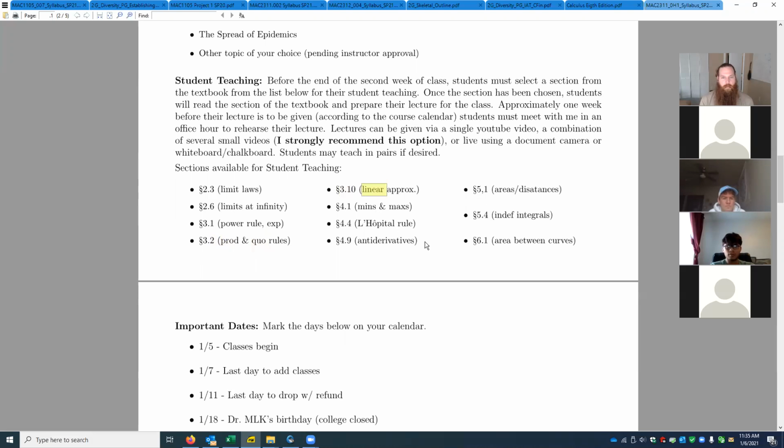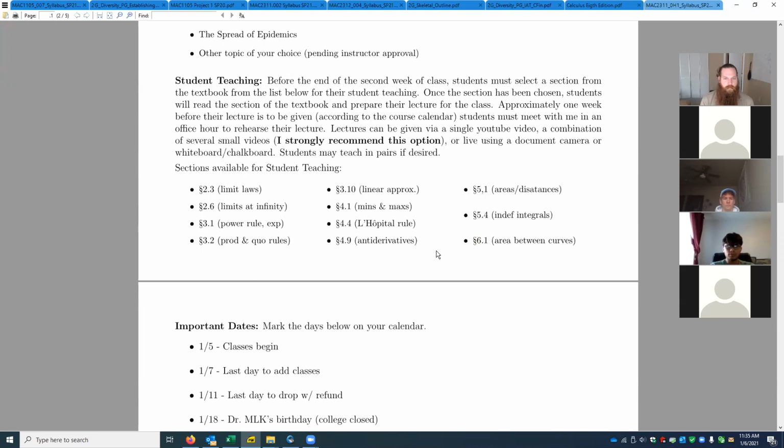3.10 is on linear approximation and differentials. 4.1 is finding mins and maxes. 4.4 is on L'Hopital's rule. If you've ever heard of that, it's a sneaky trick for taking limits. 4.9 on antiderivatives, 5.1 on areas and distances, 5.4 on indefinite integrals and antiderivatives, 6.1 on areas between curves.